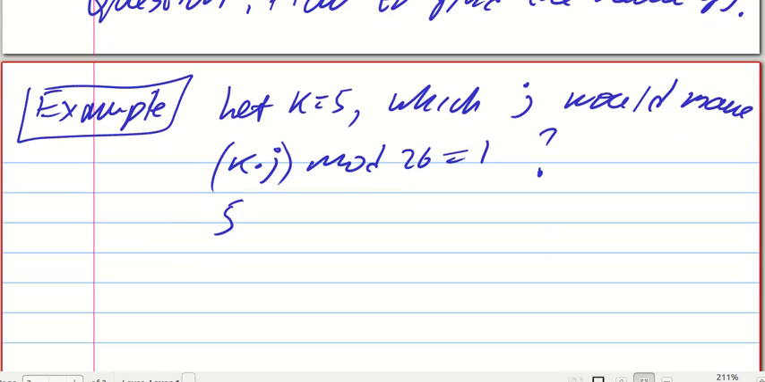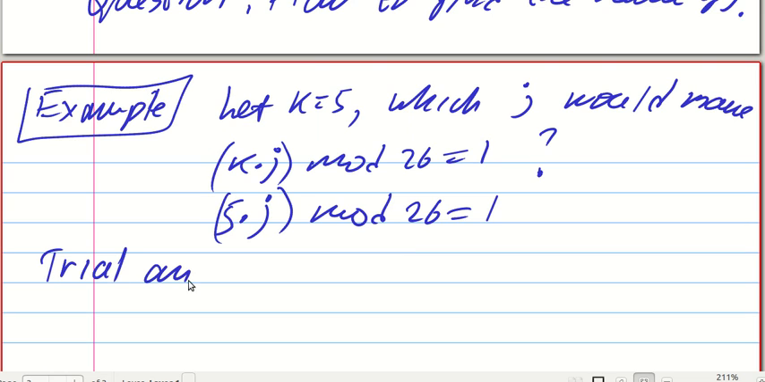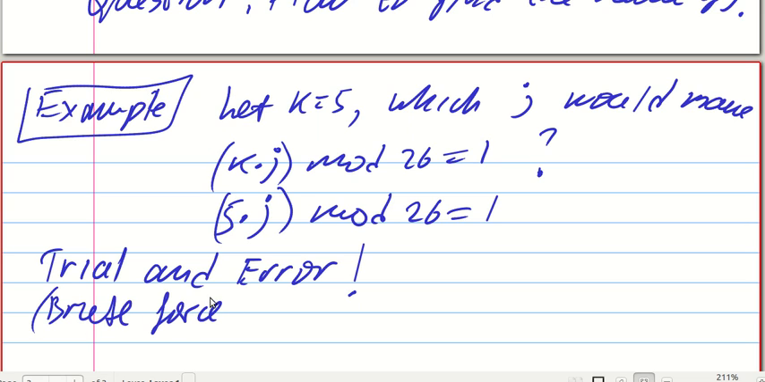So let's try to see. We have to take 5 for k, multiply by some value of j, calculate mod 26, and get 1. But it's unclear, like 3 would work, 3 times 5 would be 15. But I mean, what would give us 1? It's not really clear, right? So basically, it's trial and error. So there is no nice way to do it. Or in other words, you can say this is pretty much brute force. And just remember, brute force is a crazy idea, right?